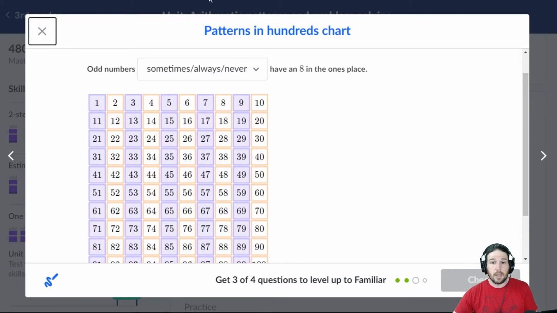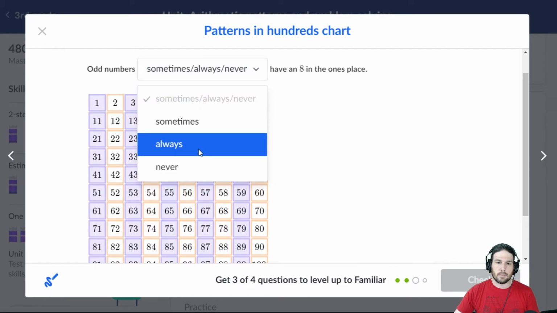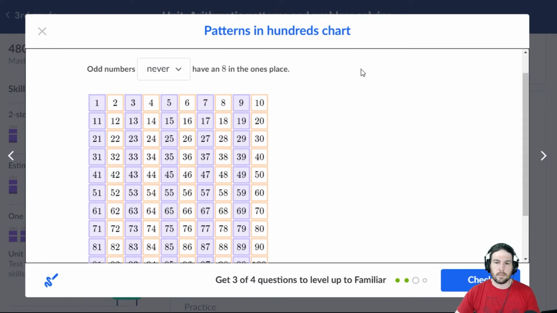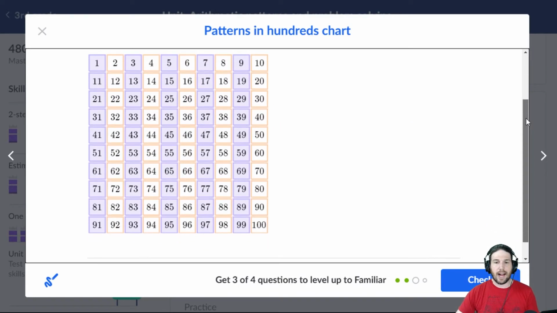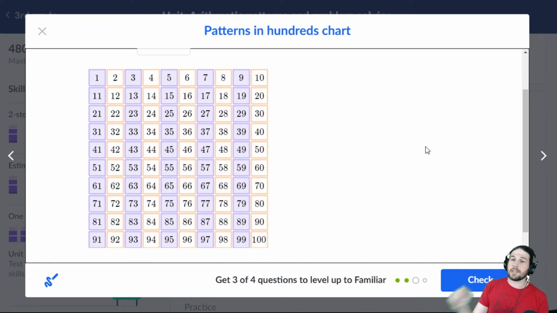For example, you can't have an odd number with an 8 in the ones place, because if there's an 8 in the ones place, that makes the number necessarily even. And very helpfully, they have highlighted all of the odd numbers here so that you can check, are there any exceptions at all? Is there a single purple square with an 8 in it in the ones place? And the answer is no.